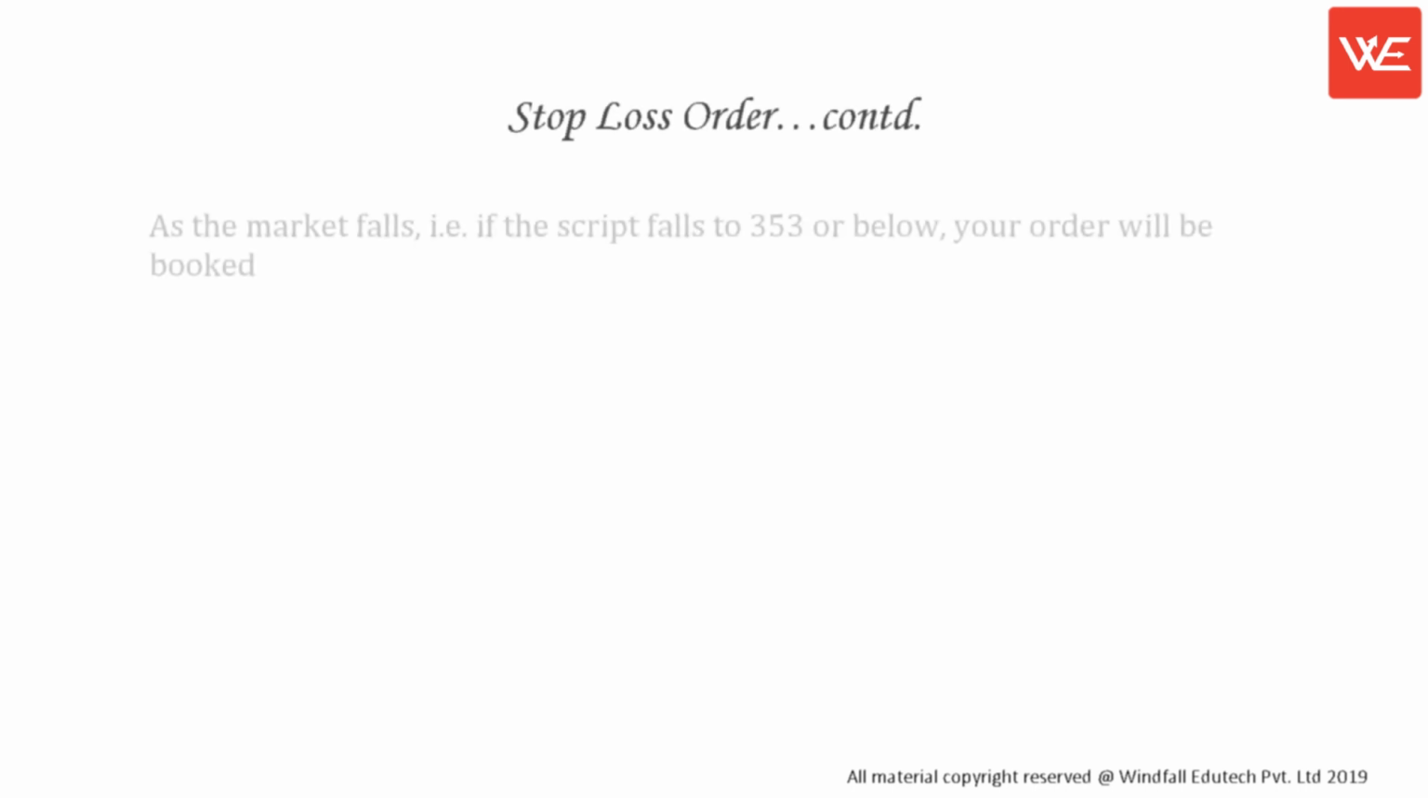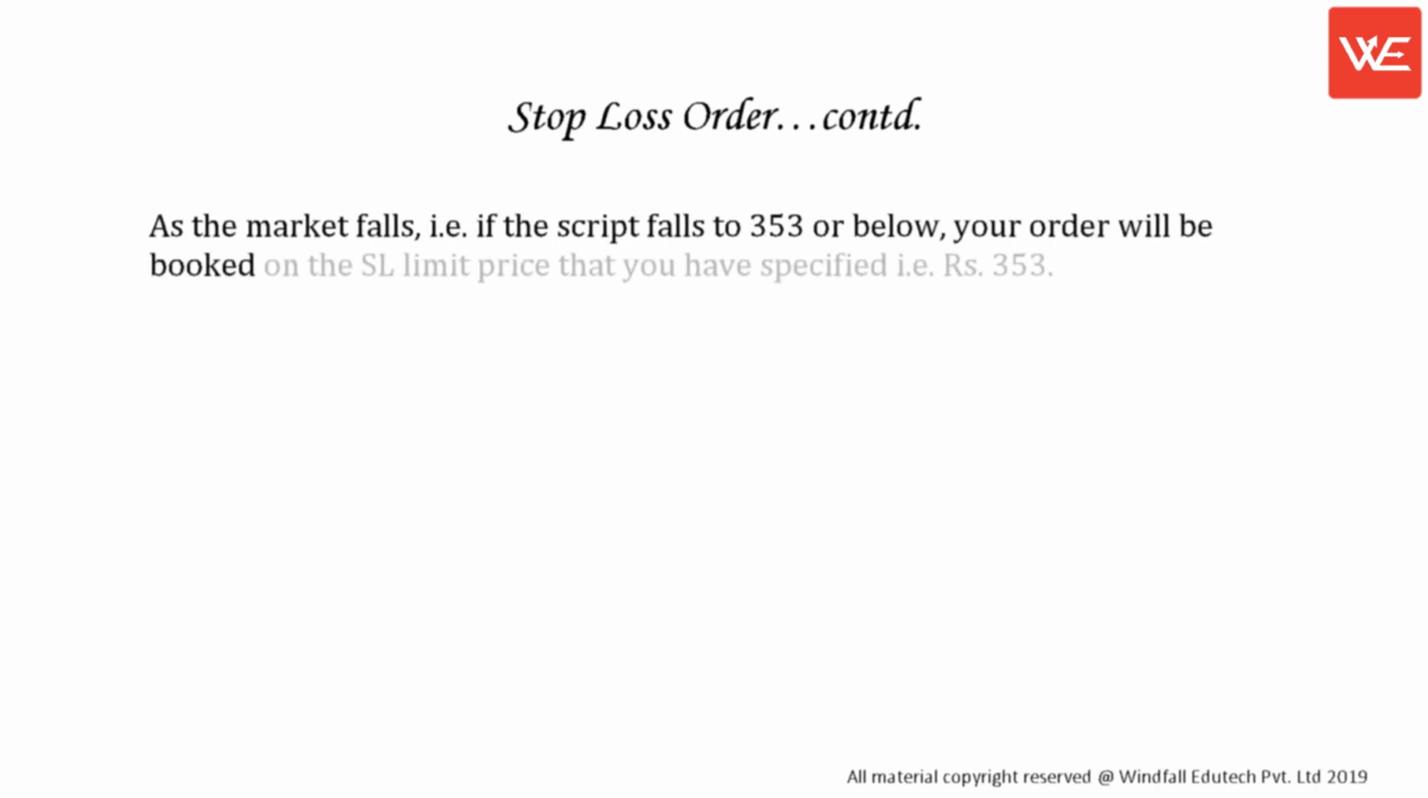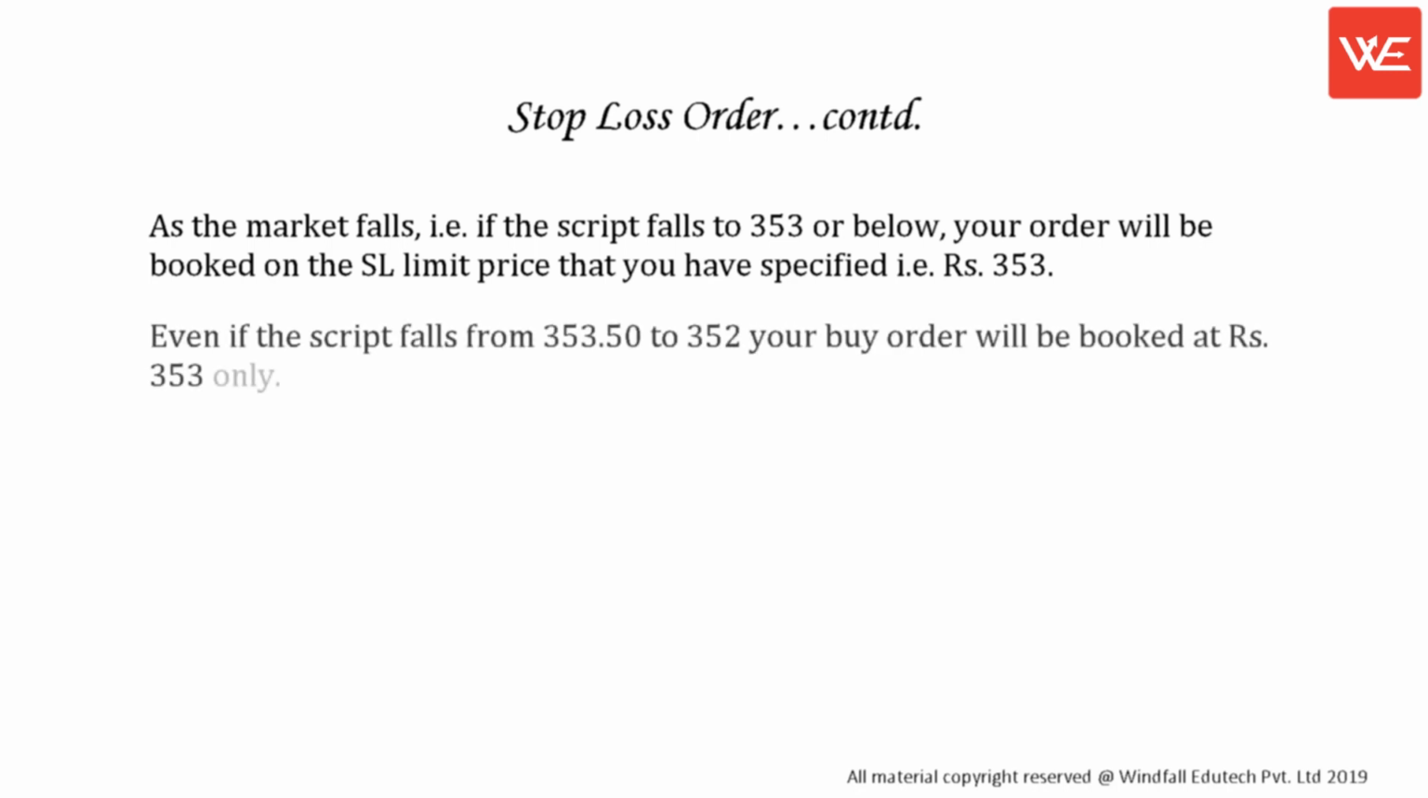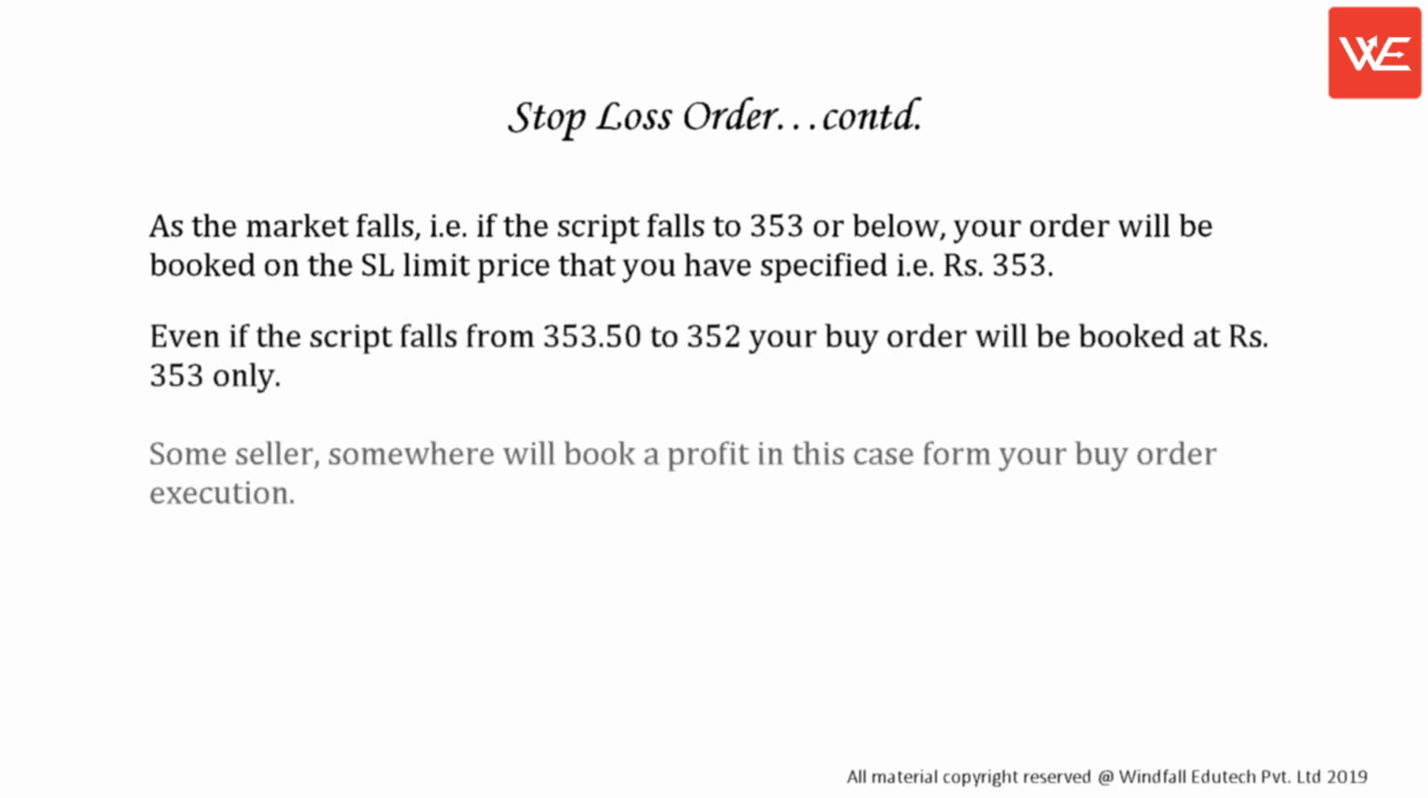As the market falls, i.e., if the script falls to 353 or below, your order will be booked on the SL limit price that you have specified, i.e., 353 rupees. Even if the script falls from 353.50 to 352, your buy order will be booked at 353 rupees only. Some seller, somewhere will book a profit, in this case from your buy order execution.